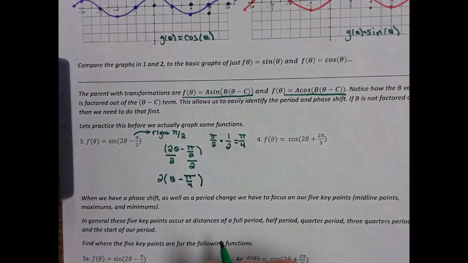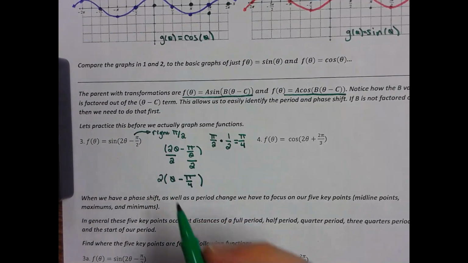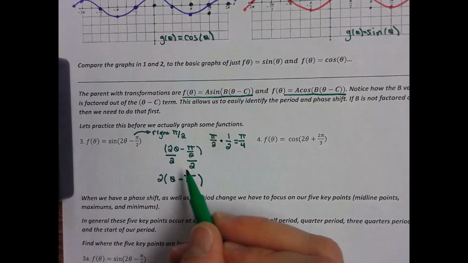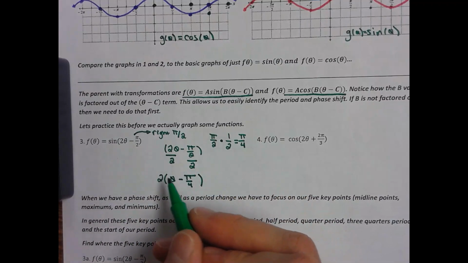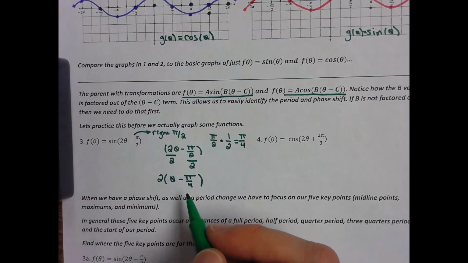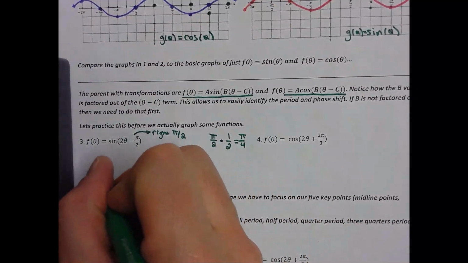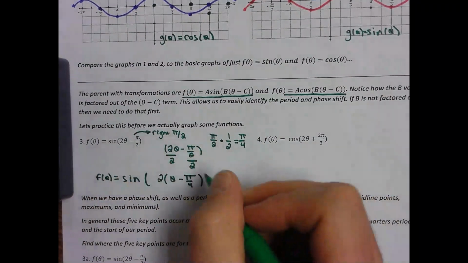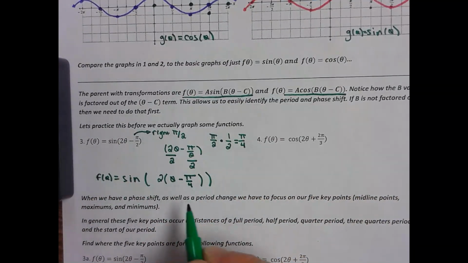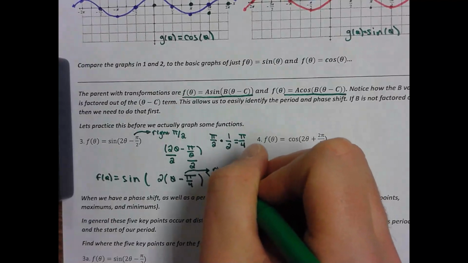One thing that I suggested when we first learned factoring is, after you write down your factored form, check it. If you distribute this 2, does it match up with where we started? And yes, it absolutely does. That ends up being 2 theta, and then 2 times pi over 4 is 2 pi over 4, which reduces down to pi over 2. So this equation, f of theta equals sine of 2 times theta minus pi over 4, has a horizontal shift right by pi over 4.